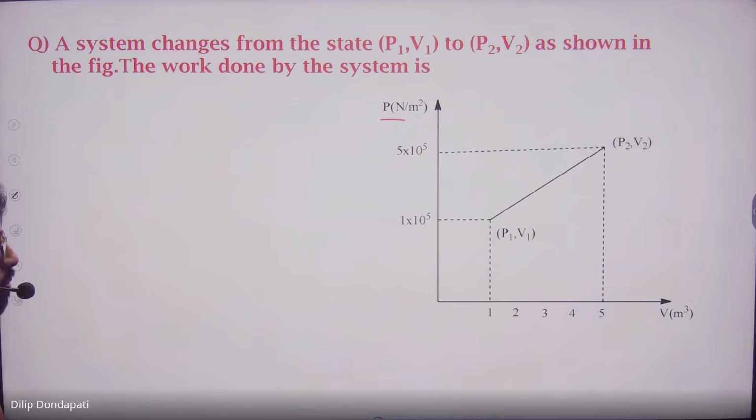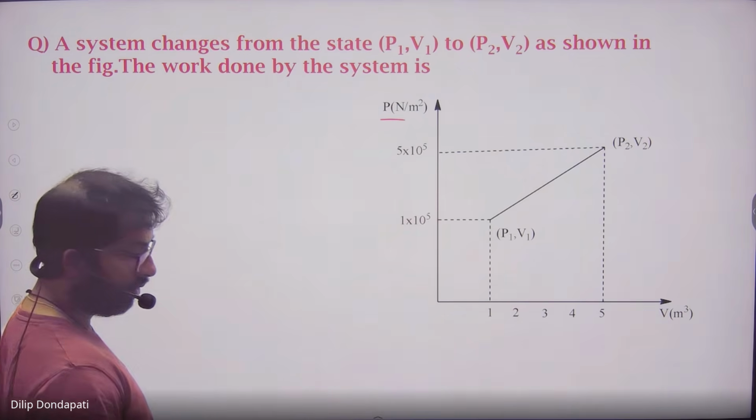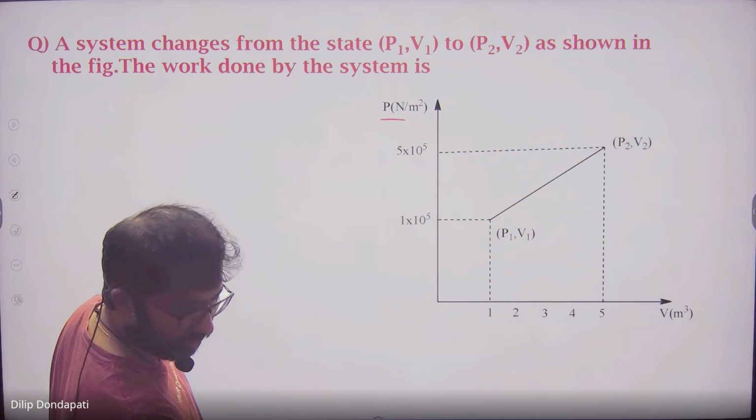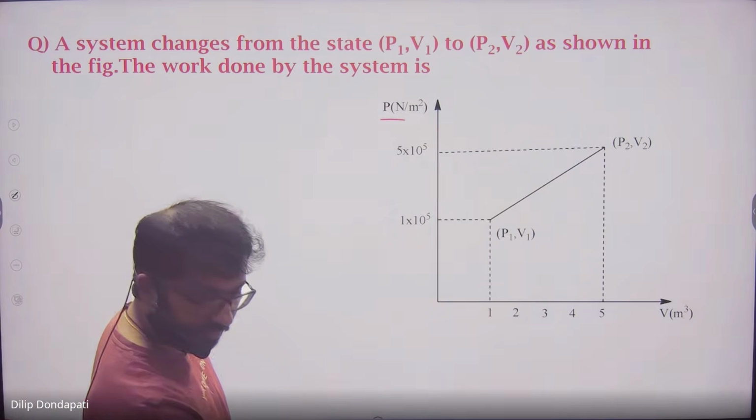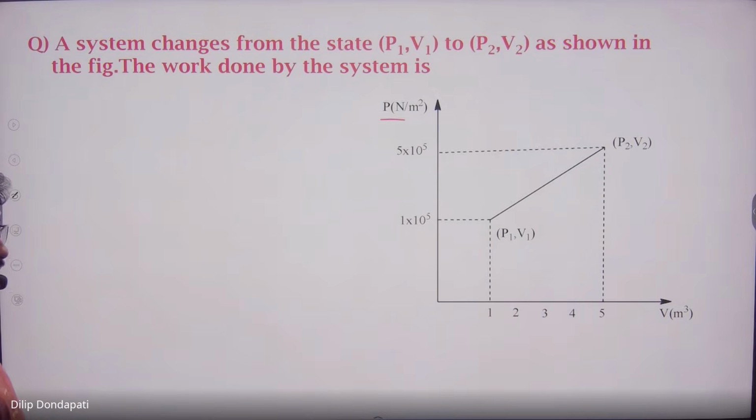Since the PV graph is given, you have to find the area under the graph to get the work done. Find it. And the unit of work done is joules. Say 12 into 10 to the power 5. Yes, 12 into 10 power 5. Area under the graph.